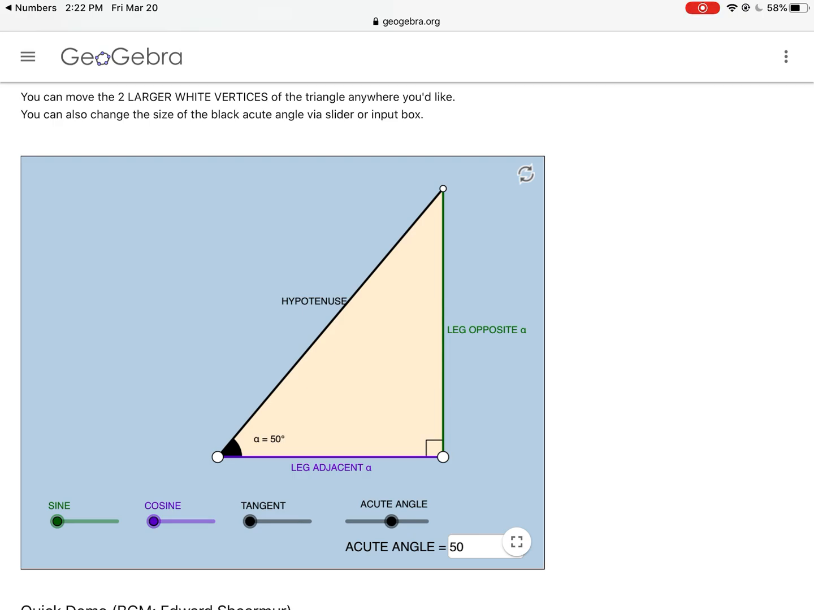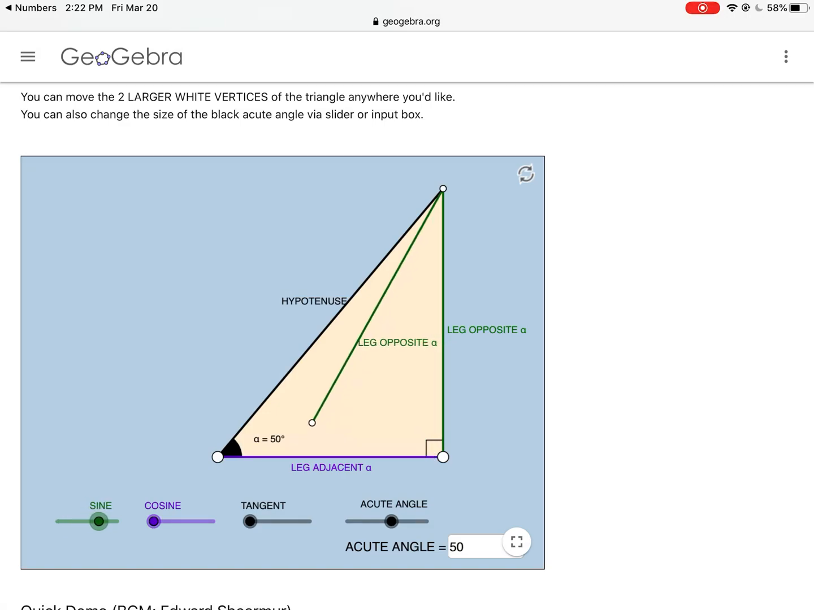And notice we're taking this right triangle approach where we have this green leg that's opposite of alpha. We have this purple leg that's adjacent to alpha. And then, of course, we have the black side of the triangle, which is your hypotenuse, right? So we know that sine is, again, defined as the length of the opposite leg or the opposite side of the triangle to this angle divided by the hypotenuse, right?